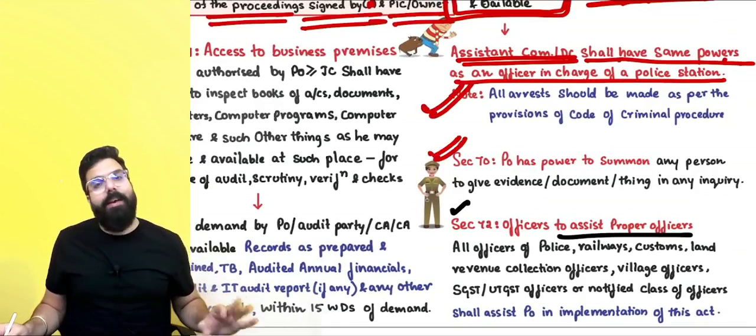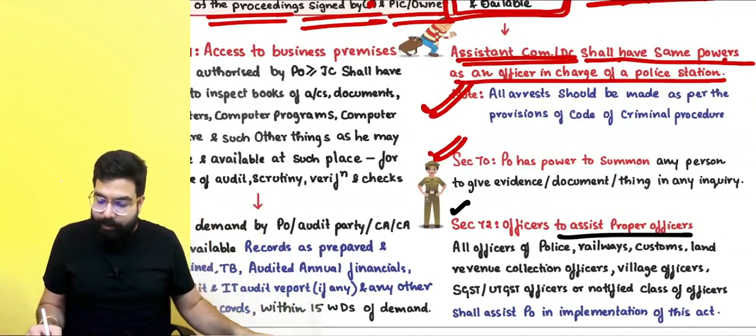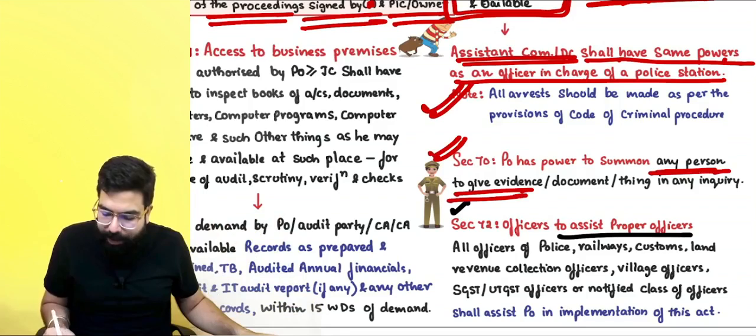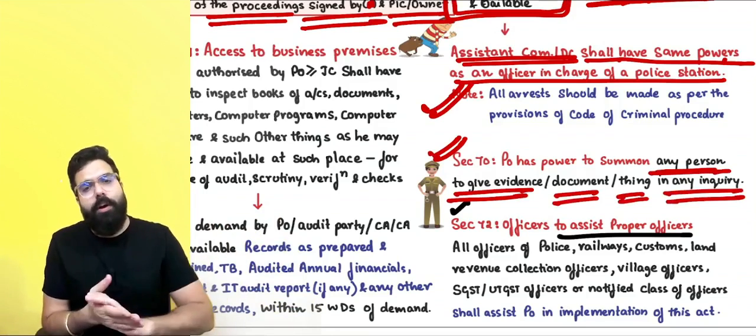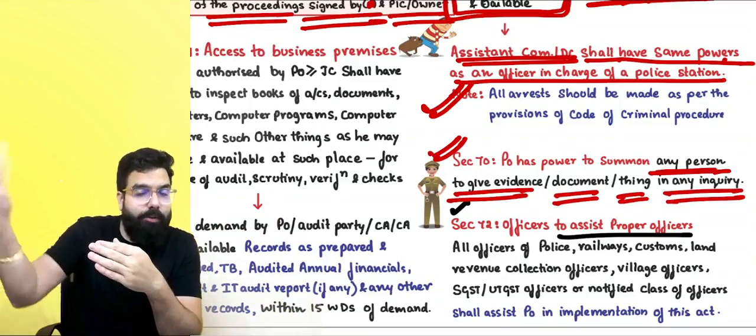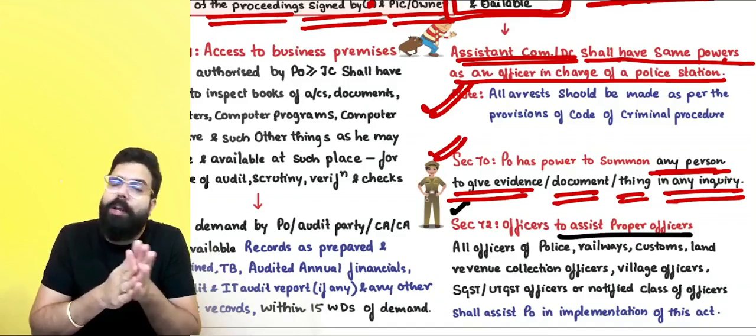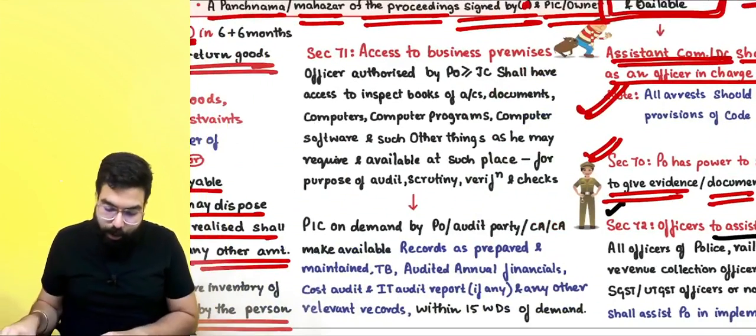Section number 70 tells that if the proper officer wants, he can summon any person to give evidence, documents, things in any inquiry. So if an inquiry is going on and the proper officer thinks that he should call someone, he can issue a summons and tell that person to bring the evidence, etc. Okay, sir, point is clear.